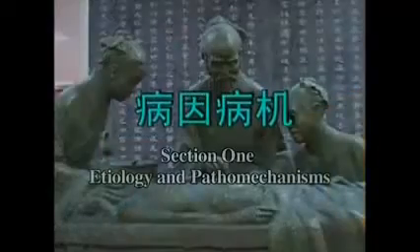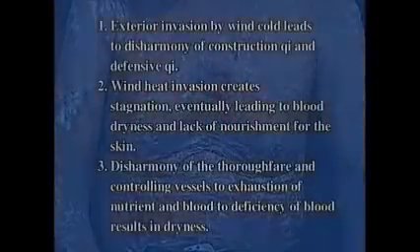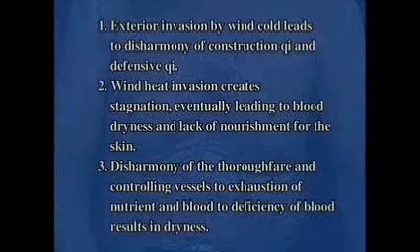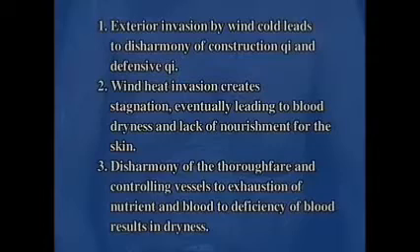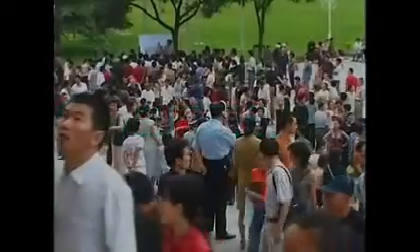Section 1. Etiology and pathomechanisms. 1. Invasion by wind cold leads to disharmony of the construction and defensive. 2. Wind heat invades the pores and creates stagnation, eventually leading to blood dryness. 3. Disharmony of the thoroughfare and controlling vessels with exhaustion of blood leads to blood deficiency and produces wind and dryness.